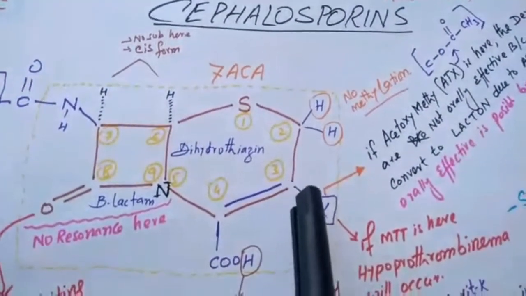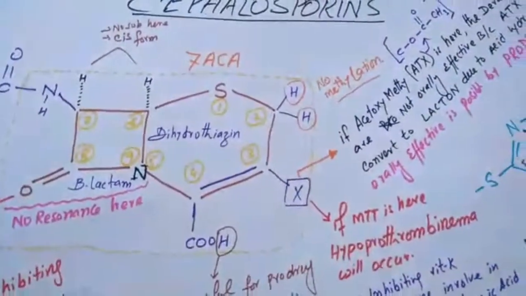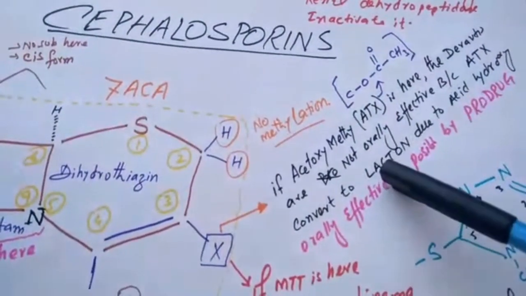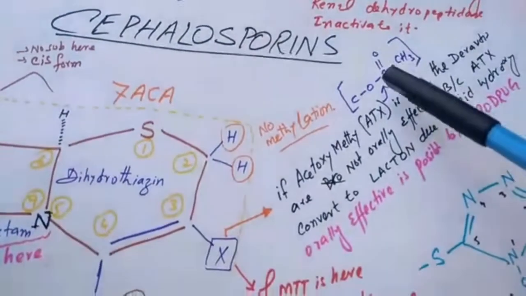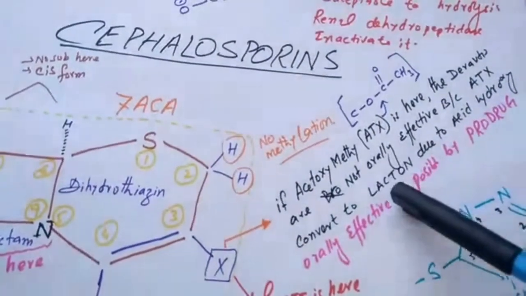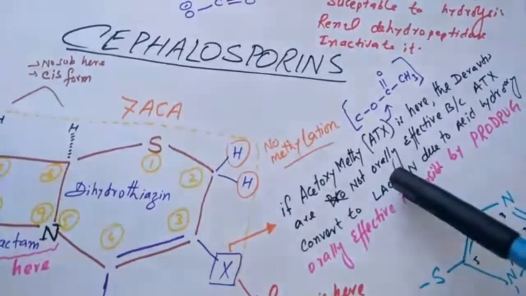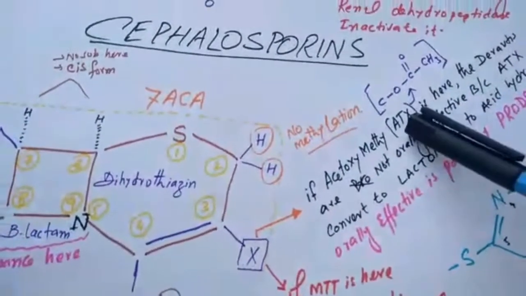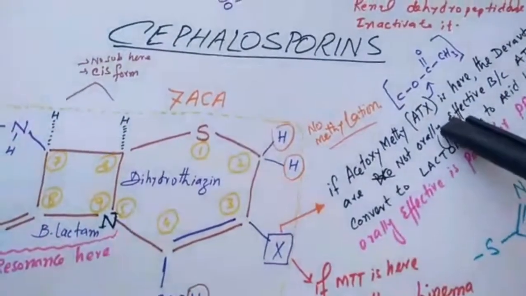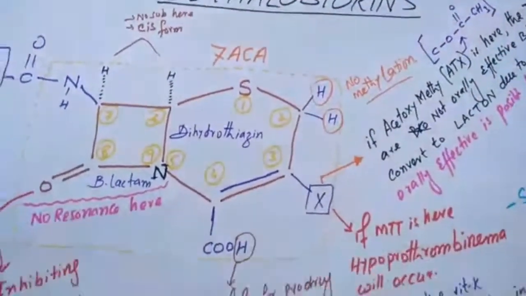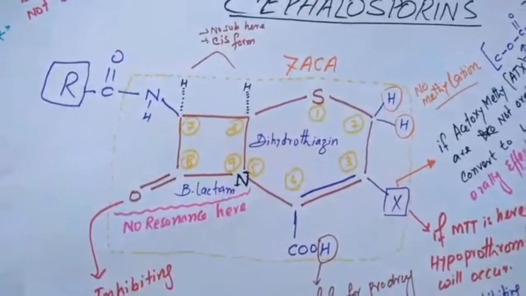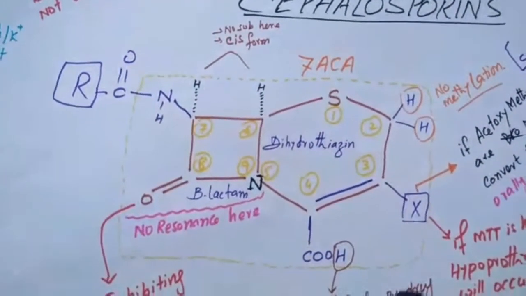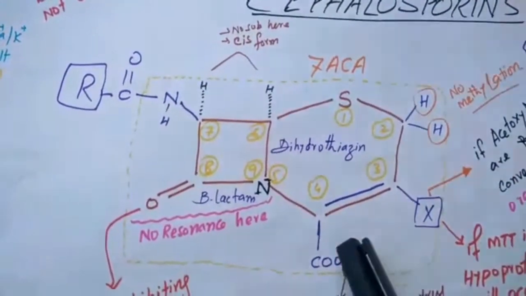So they are mostly not effective orally, because this ATX is converted into a lactone, a cyclic ester. Lactone-containing cephalosporins are inactive. So orally, ATX-containing cephalosporins are not effective. However, we may improve the oral effectiveness of ATX-containing cephalosporins by prodrug formation. For example, cefuroxime axetil, this is a prodrug.